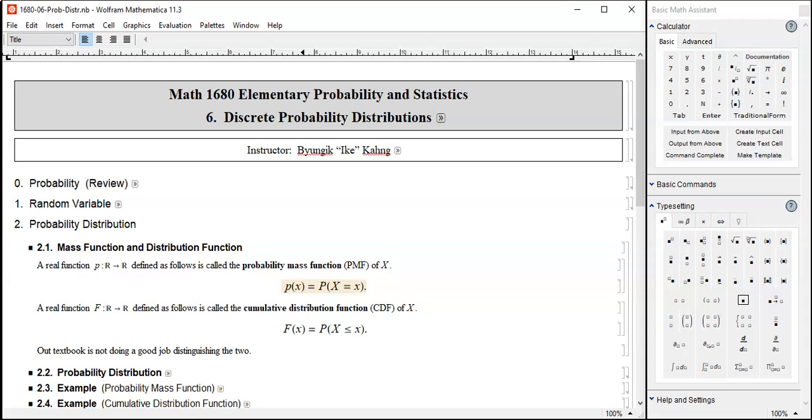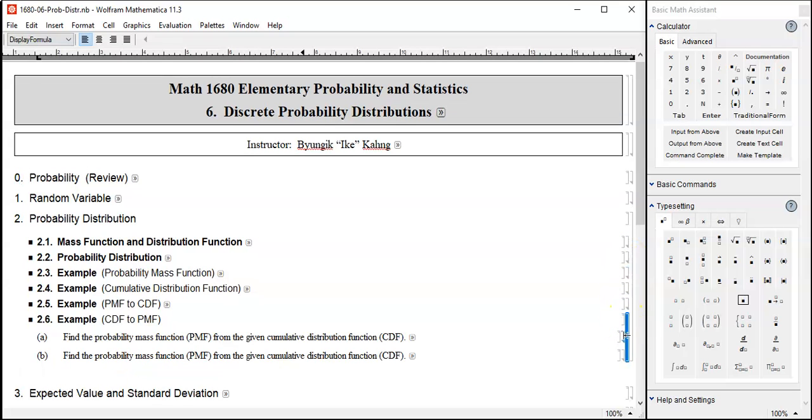The probability where the random variable capital X is taking a numerical value small x. And this is the CDF, cumulative distribution function, a cumulative probability where the random variable capital X is taking a numerical value small x or less. Or less. That allows us to consider cumulative probability.